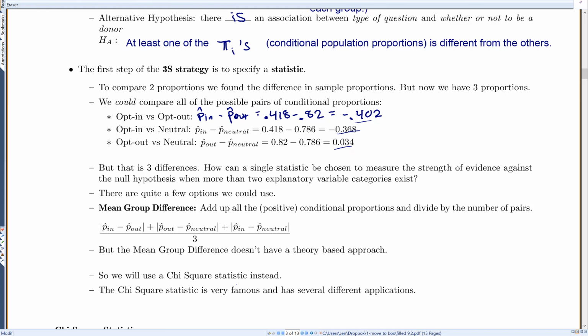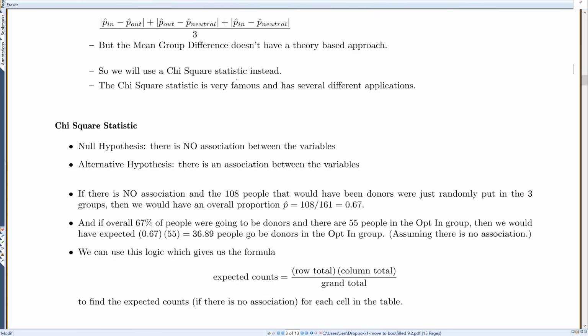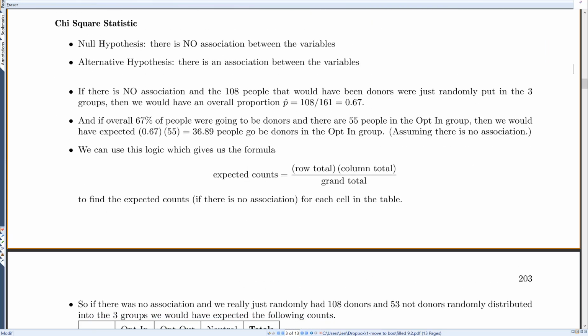So we're going to use what's called a chi-square statistic instead. It's very famous and actually has more than just one application. There's another application in section 9.3. Again, very famous. You'll definitely see this in science classes if you ever take science classes or other classes that do any kind of research. So how do we find the chi-squared statistic?